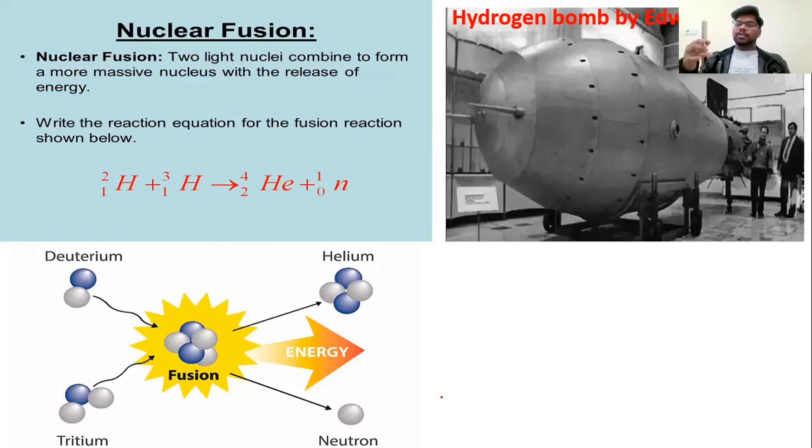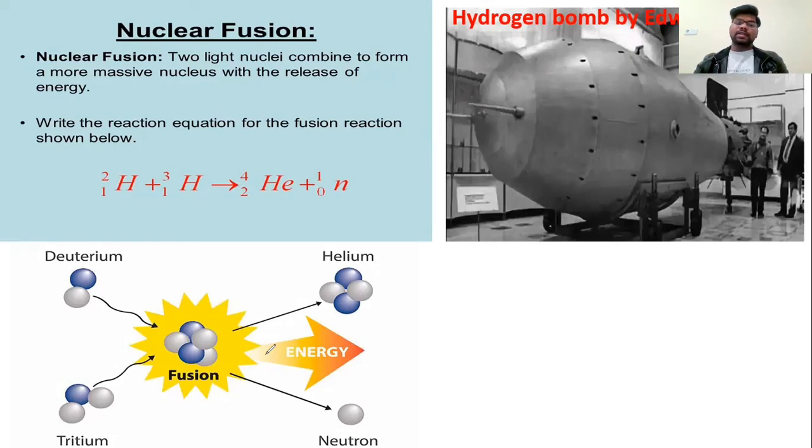So this is one smaller nucleus, and this is another smaller nucleus. When I combine them together, they become a big nucleus. When I combine them, energy is also released. This type of process is known as nuclear fusion. Small ones combine to form a big one, and energy is released.